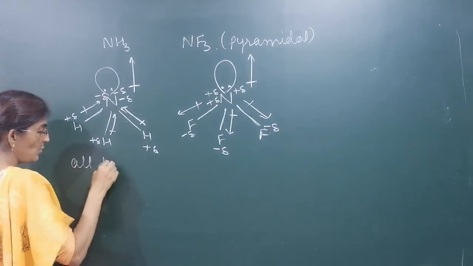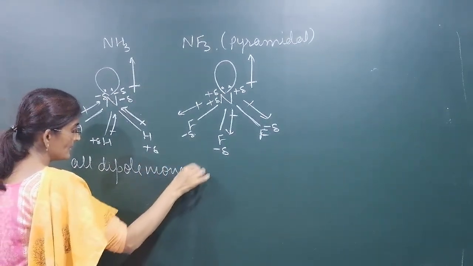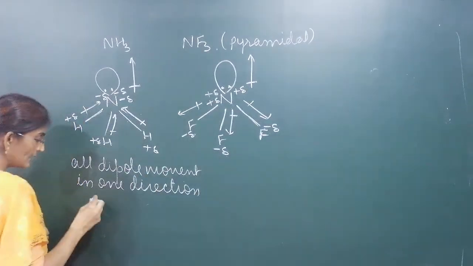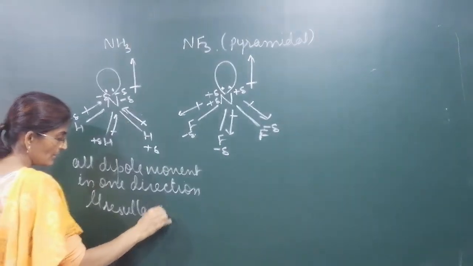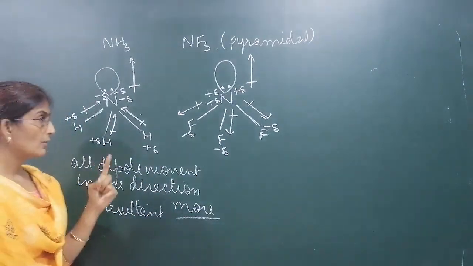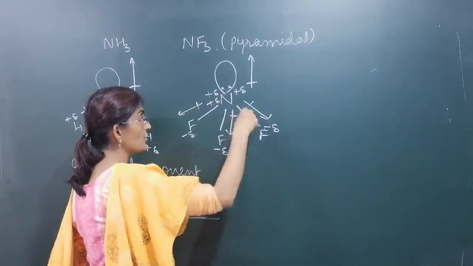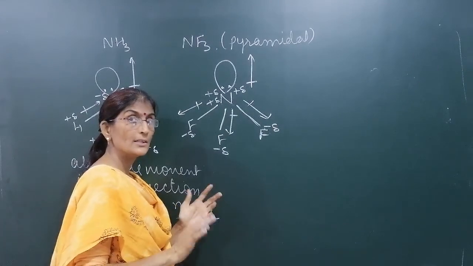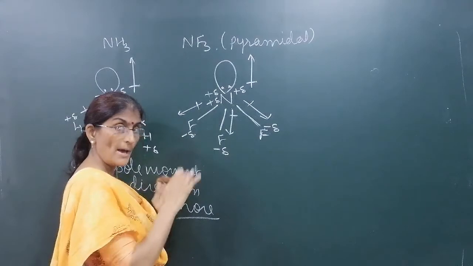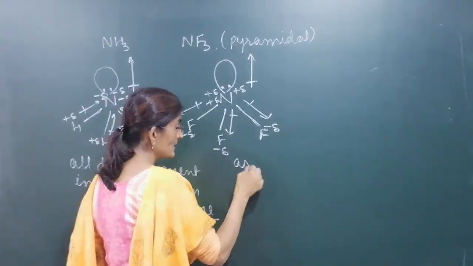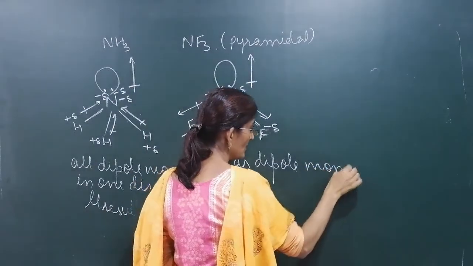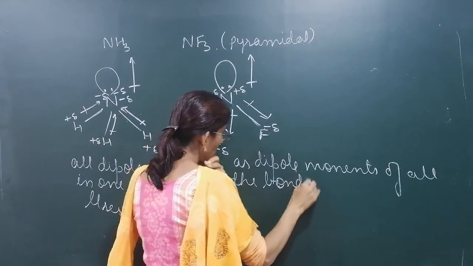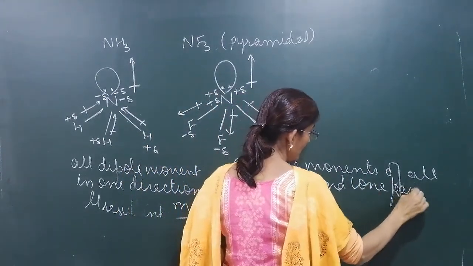All the dipole moments are in the same direction, so they get added. So the resultant dipole moment will be more. Hence ammonia is polar. What about NF3? Three bonds have dipole moment in the downward direction and the lone pair is in the upward direction. Somewhat it is cancelled. So as the dipole moment is somewhat cancelled, the net dipole moment will be comparatively less. It does not become zero, but in comparison to ammonia, the dipole moment value is less, as the dipole moments of all the bonds and lone pairs are not in the same direction.